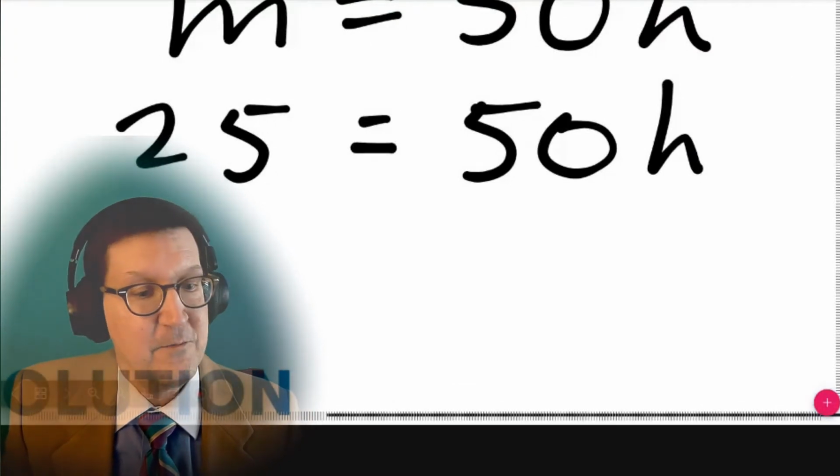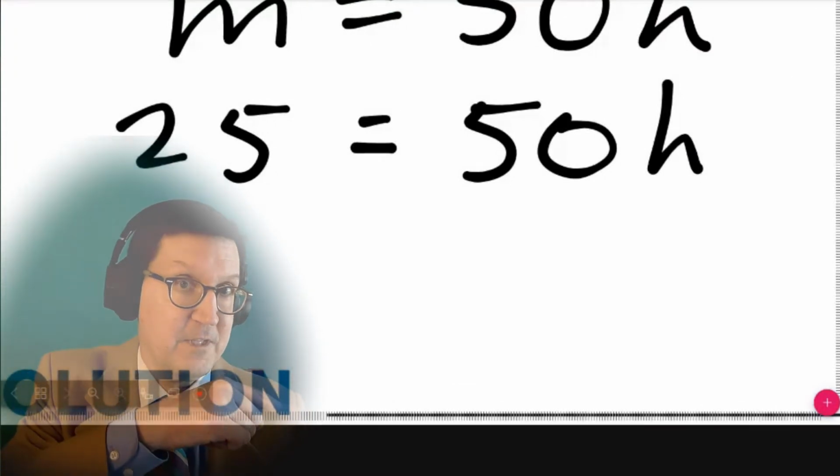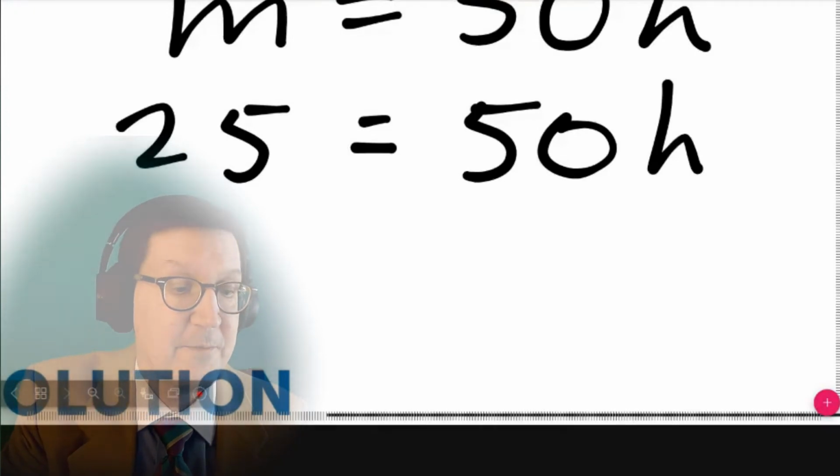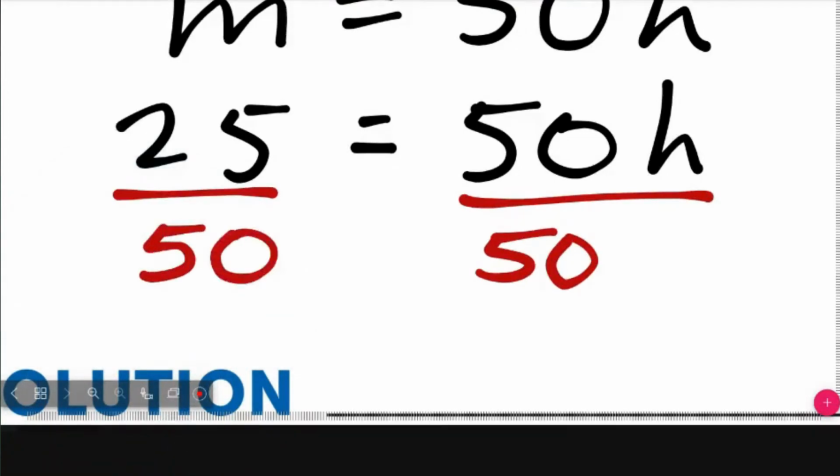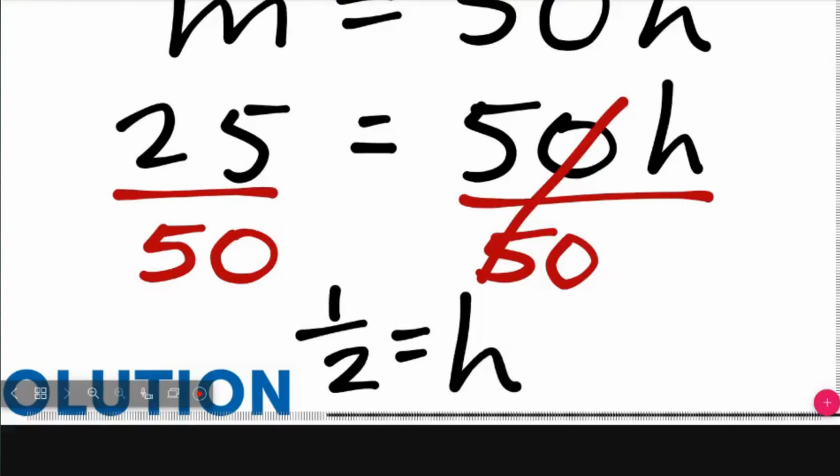And to do that, we have to get 50 over to the other side. We can do that by dividing both sides by 50. So divide that by 50, divide that by 50. And these two 50s cancel. What's 25 over 50? That reduces down to 1/2, doesn't it? So 1/2 is the number of hours for Kadeem. He's been driving for half an hour.